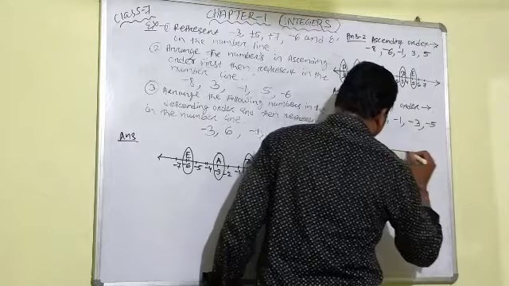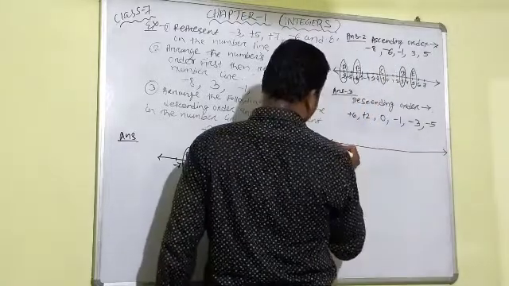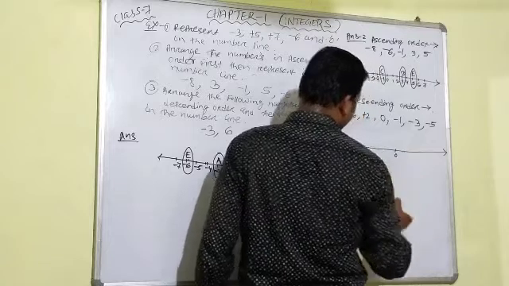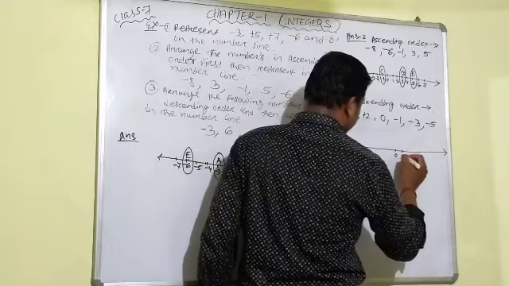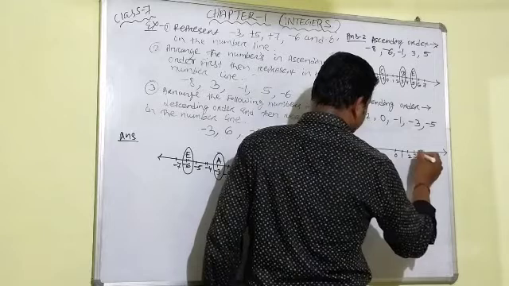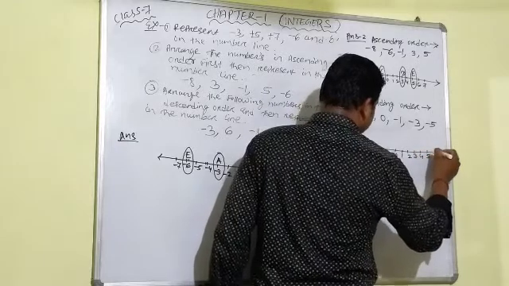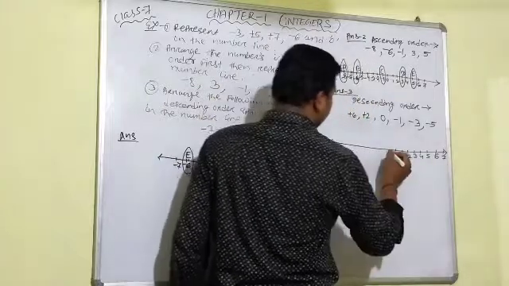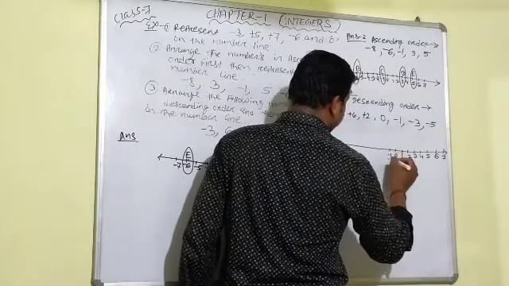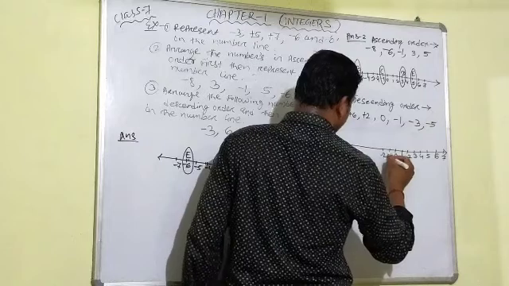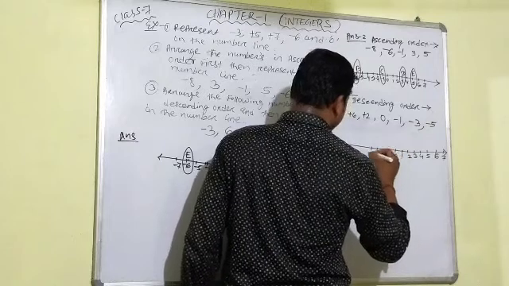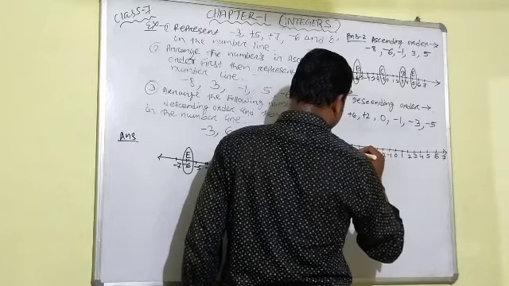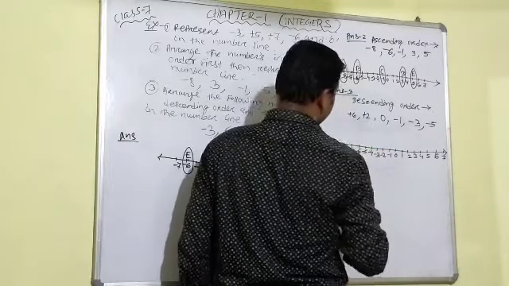So let us draw a number line. Okay, I'll represent here 0 first. To the right of 0, plus numbers 1, 2, 3, 4, 5, 6 and 7. Okay. Now in the left hand side we will represent negative numbers: minus 1, minus 2, minus 3, minus 4, minus 5, minus 6, minus 7, minus 8, like so.